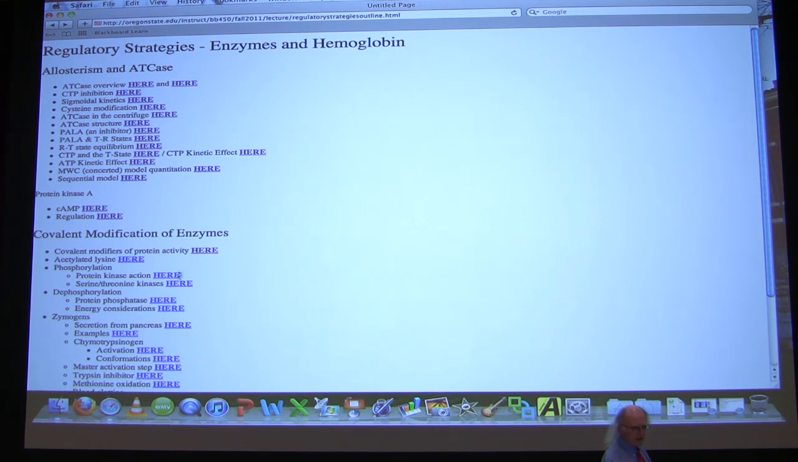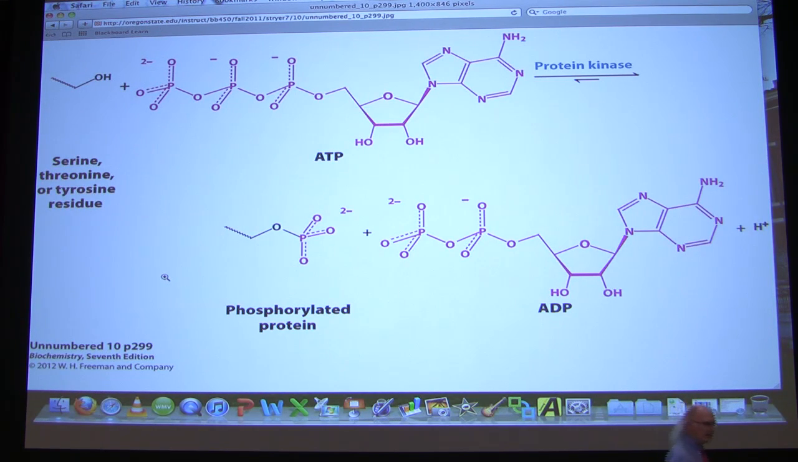Now, let's talk about protein kinase. As I said, protein kinase, or protein kinases, specifically protein kinase A, takes a phosphate and it puts it onto a target protein. Where does it put it on? Primarily, it puts it on to the amino acids that contain hydroxyl groups. These include serine, threonine, and tyrosine.